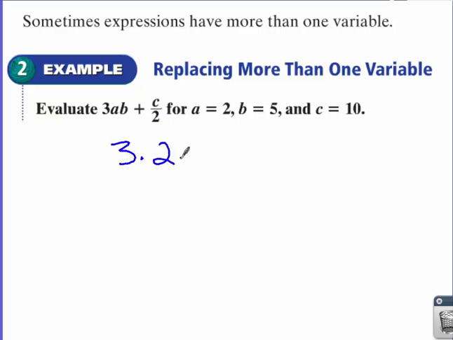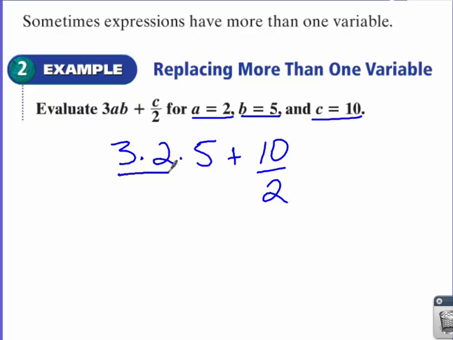So we plug in our values. 3 times 2 times 5, because our a is 2 and our b is 5, plus c is 10, so 10 divided by 2. Now we fall back on our order of operations to finish the problem out. 3 times 2 is 6, times 5 is 30. 10 divided by 2 is 5, and now we add those together, and we end up with 35.